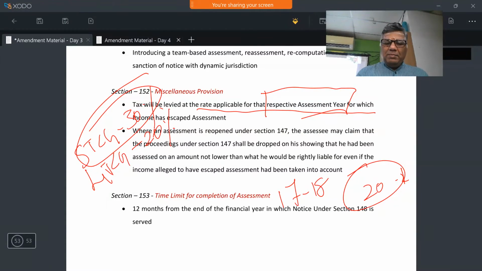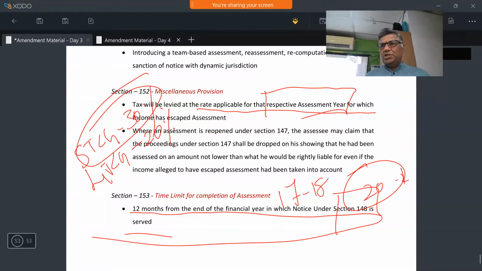Okay, time limit 12 months from the end of the year in which 148 notice is issued also. 12 months. Okay, what is the time limit for completion of 143 assessment? And immediately I'll also tell the answer, don't worry. 9 months. Yesterday I told you they have reduced it to 9 months. Now 148 is 12 months. Am I clear to you? Okay, reassessment. Please remember, certainly a questionable area.